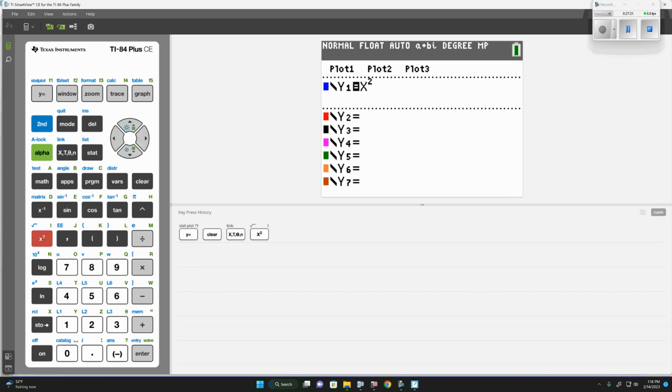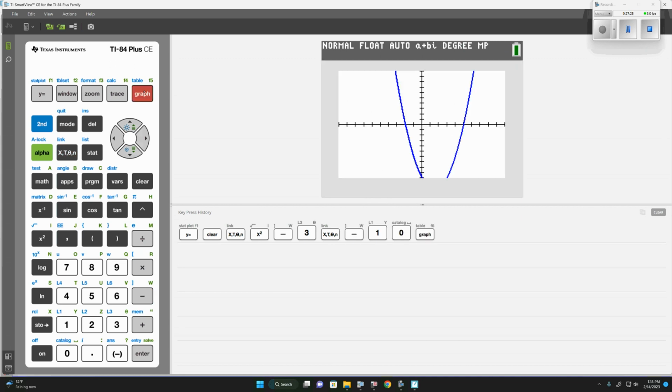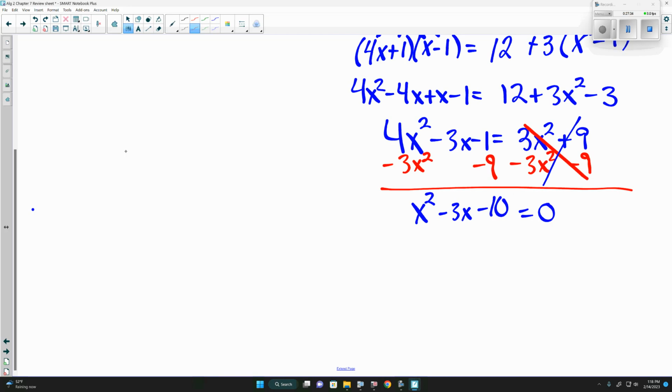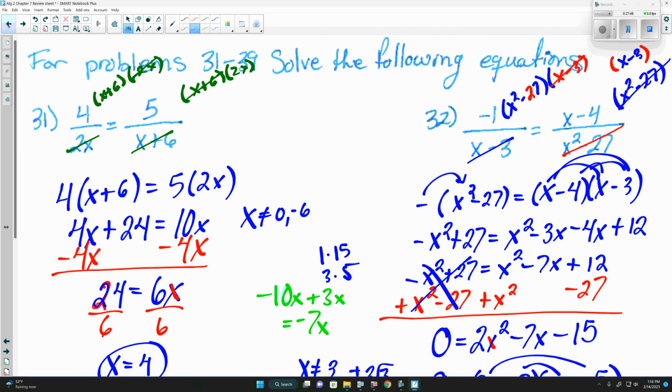X squared minus 3x minus 10, graph. It has two nice intersections, and if we look at the table, yep. So that just tells us the solutions are -2 and 5. I knew we were going to get nice integers since the number in front of x squared is 1. That means we're not going to have a division of that number.